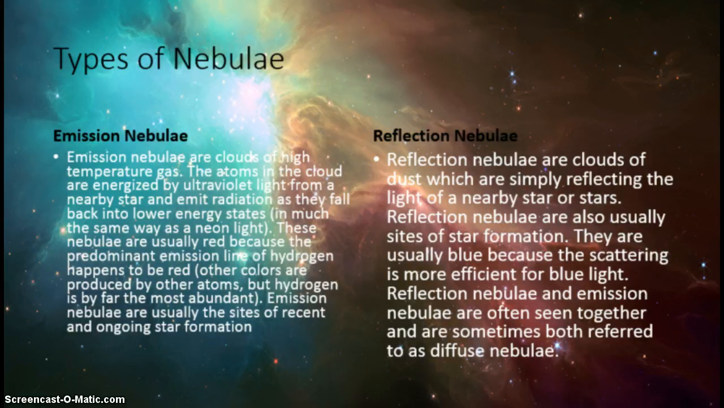Reflection nebulae. Reflection nebulae are clouds of dust which are simply reflecting the light of a nearby star or stars. Reflection nebulae are also usually sites of star formation. They are usually blue because the scattering is more efficient for blue light. Reflection nebulae and emission nebulae are often seen together and are sometimes both referred to as diffuse nebulae.